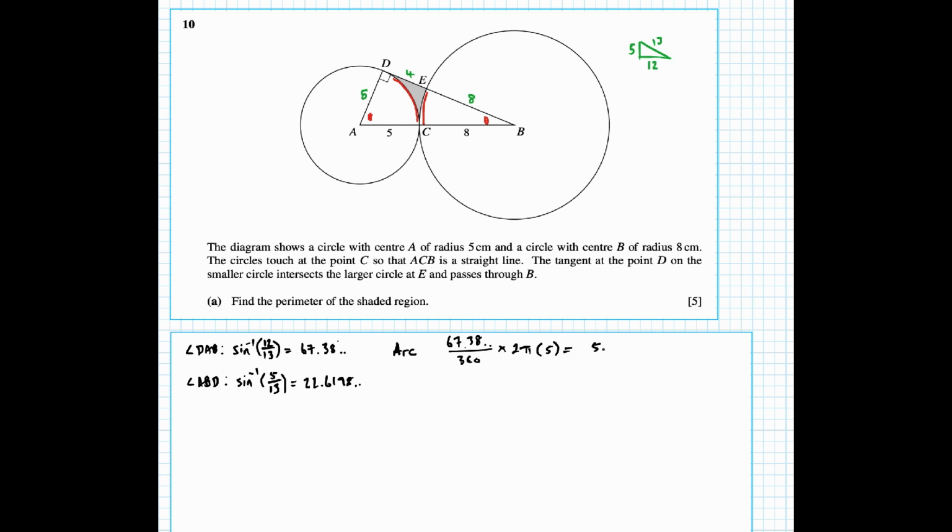And for angle B, we'll do the same. So again, a proportion of the total circle is 22.6198 over 360 times 2 pi times 8. The radius of that is 8. And is equal to 3.158. So we can add them together, I think. So that's the perimeter. 4 for DE plus 5.88, which was ACD, the sector there, the length of that arc, and plus 3.158. So our final answer is 13.038 centimeters.